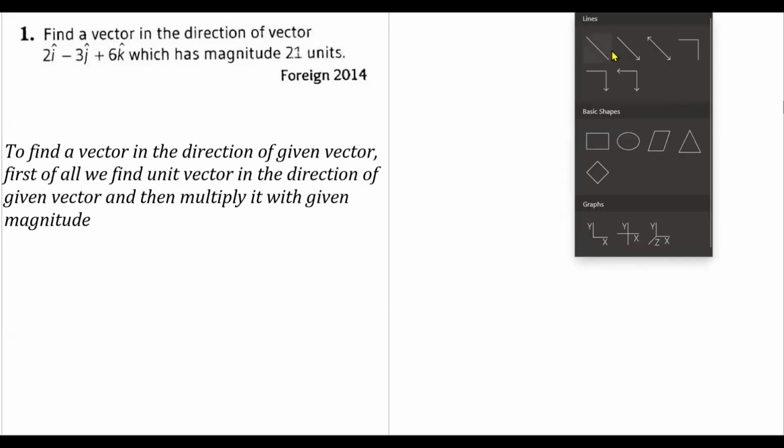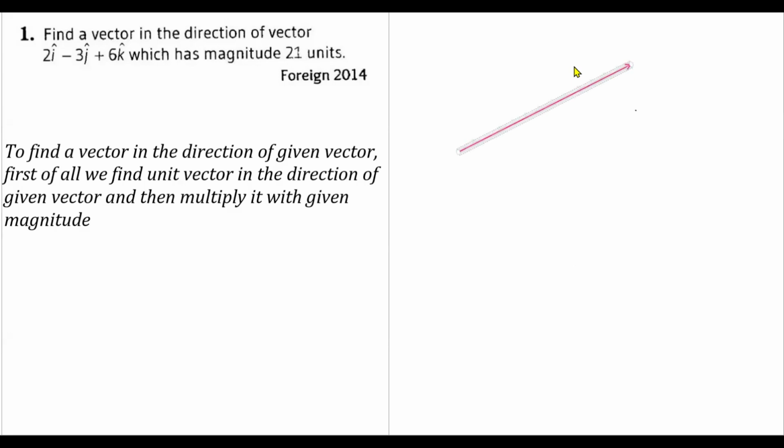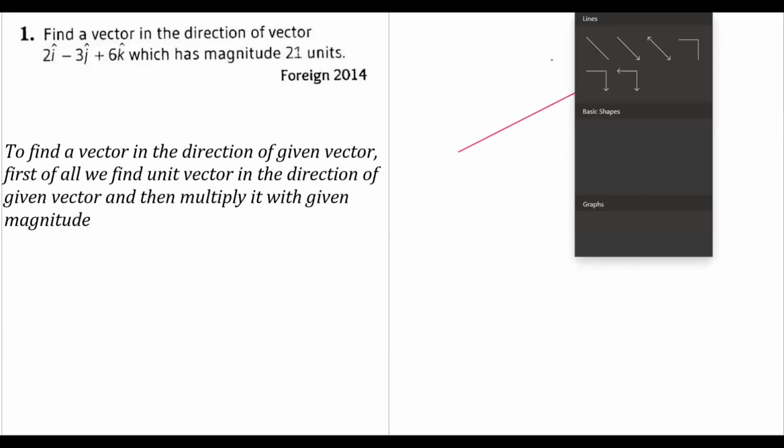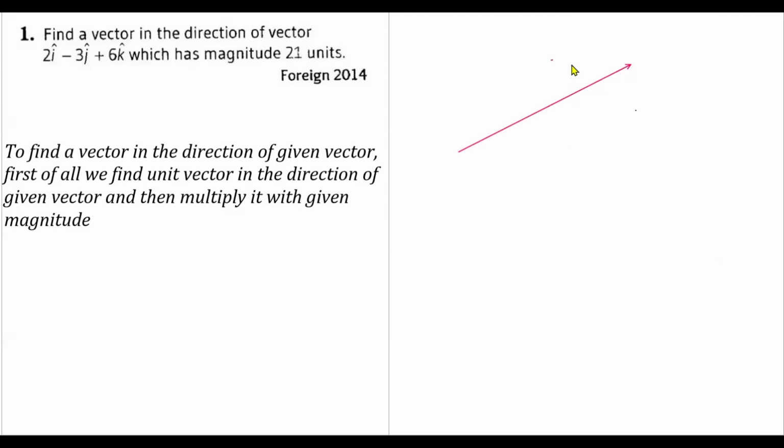let's say this is a given vector A, and if I have to find a 21 unit vector along this direction, first you'll find a one unit vector in this direction. Once you get a one unit vector in this direction, say a cap, and if I multiply this with 21, that should give us a vector of 21 unit magnitude in the direction of the given vector. So this is what I'm going to do.